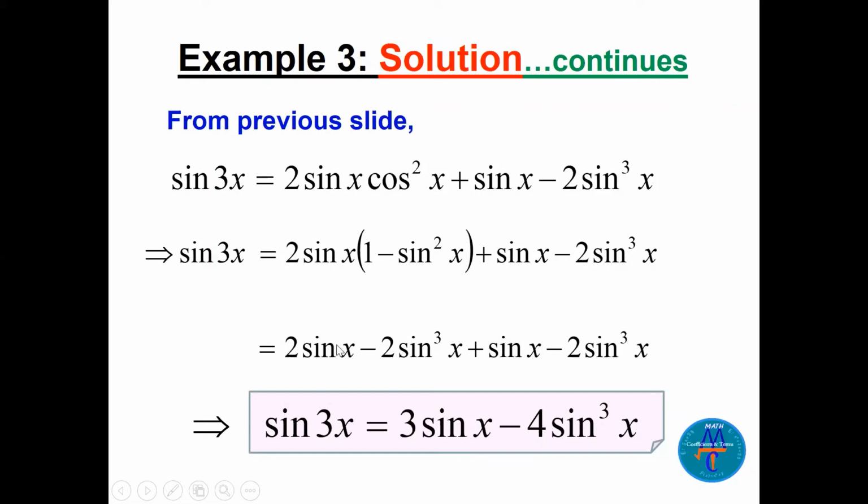Let's add and combine like terms. So 2 sine of x becomes 3. And this is minus 2 becomes minus 4 sine cubed. That's the formula and the answer.